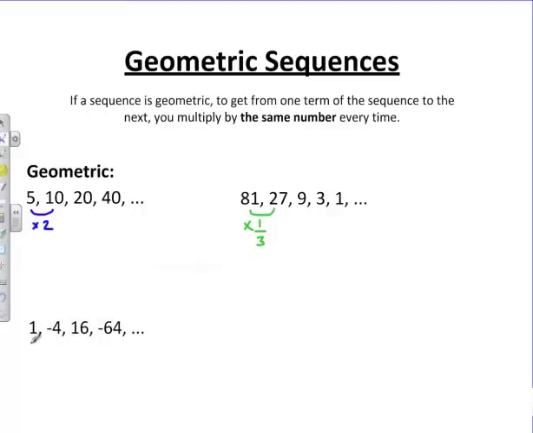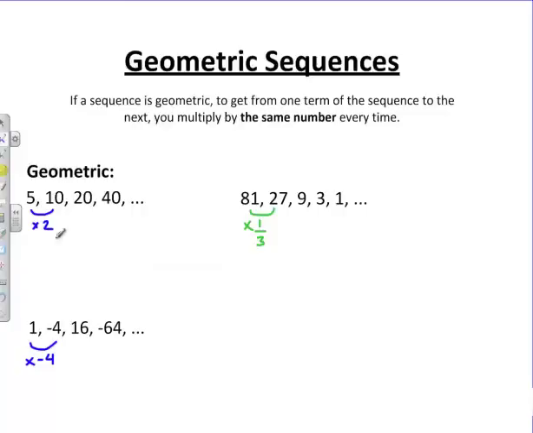In this geometric sequence, you're still multiplying, you're just multiplying by a negative number. So here I'm multiplying by a -4. A positive turns into a negative, and then if I were to multiply by -4 again, you'd get a positive number, and these terms of this sequence will alternate positive and negative. That's fine. It's still geometric.